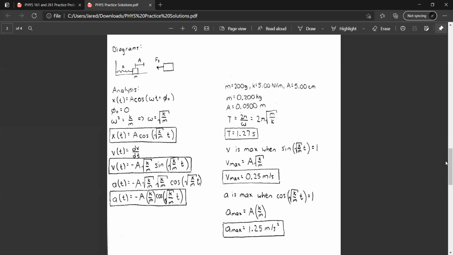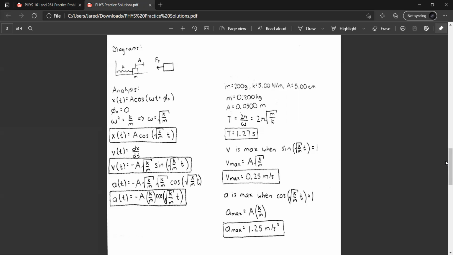Now to get the maximum velocity, we know that it's maximized when the sine function is equal to 1. If it's anything different, then the velocity will be lower. So we can take the expression in front of the sine function, and we can take the absolute value of it since we're just looking for the max speed. And then this will be a times the square root of k over m. And then plugging in our values, we get the maximum velocity is equal to 0.25 meters per second.